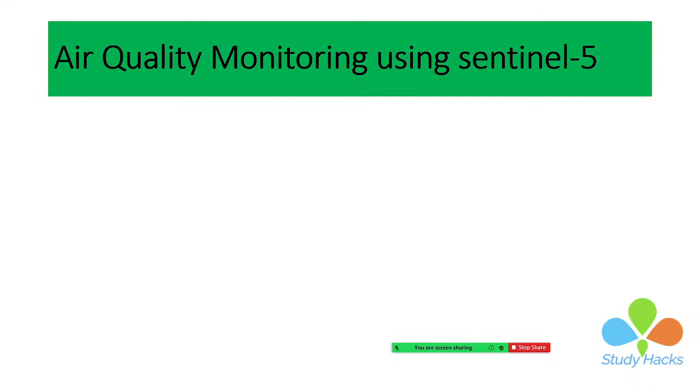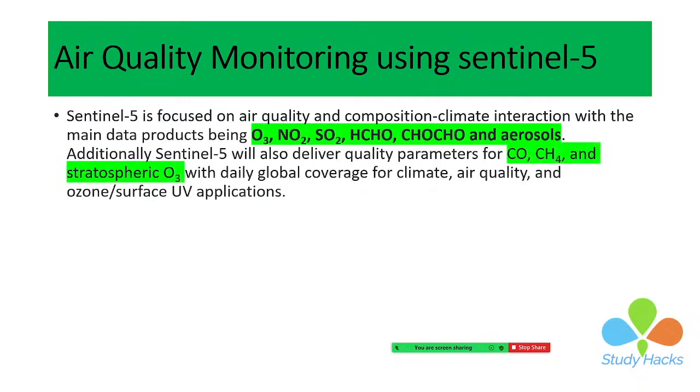So first of all, air quality monitoring. Mainly here we use the Sentinel-5 satellite data. This satellite was launched in the year 2017. We can easily get all of the air quality parameters available in the Sentinel-5 sensor: ozone, nitrogen dioxide, sulfur dioxide, formaldehyde, aerosol, carbon monoxide, methane. All of these gases we can easily access from the Sentinel-5 dataset.